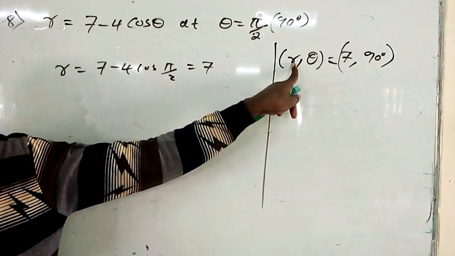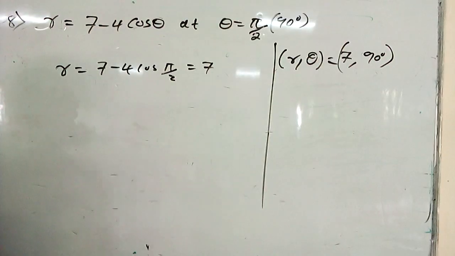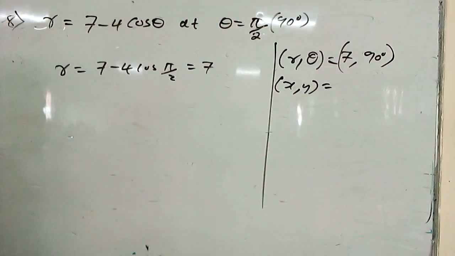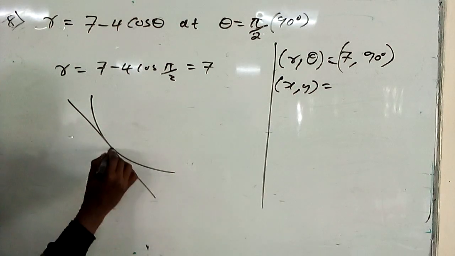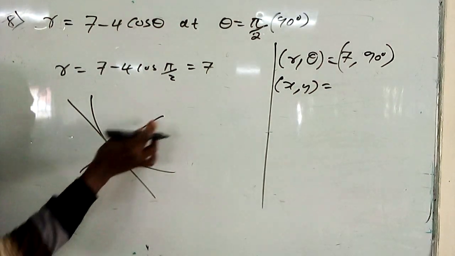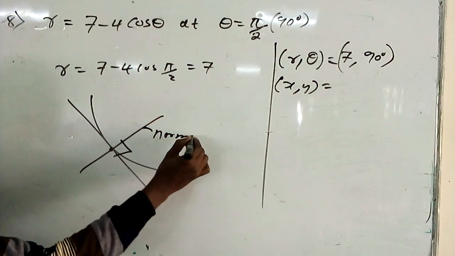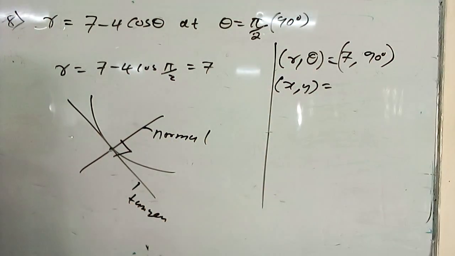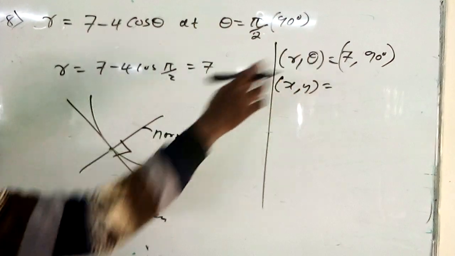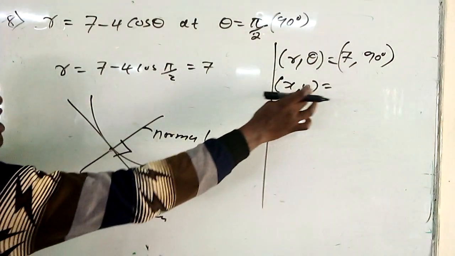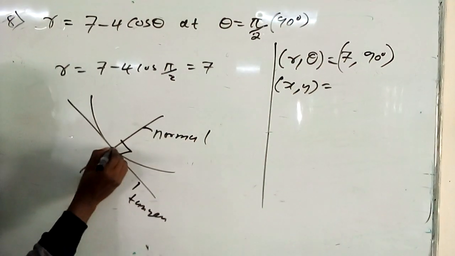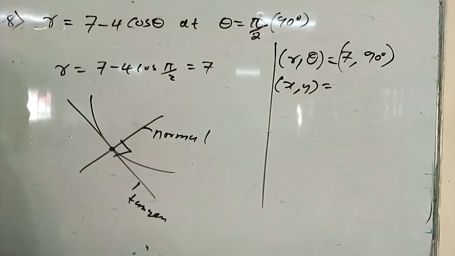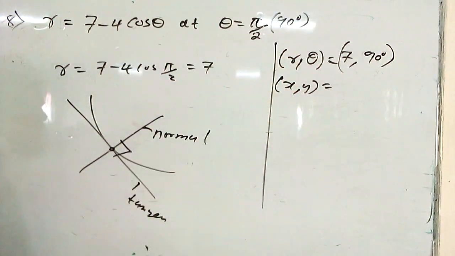So it is this polar form we convert into Cartesian form to get the point x, y. If this is the curve and this is the tangent line, then the normal is the line perpendicular to the tangent. So this point you found, r = 7, theta = 90 degrees, we change it into x, y so that we know exactly what the x and y coordinates of this point are. So can you convert that?